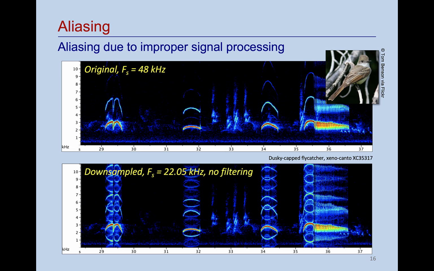The problem in this case is that there was no filtering of the original recording prior to the resampling, and that gave rise to aliasing. Let's see if we can hear the difference more clearly. What I'm going to do is play just this first element of the recording at 1/4 speed. First in the original 48 kilohertz recording, and then in the downsampled aliased recording.